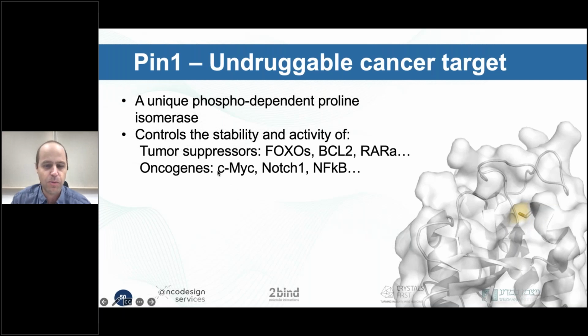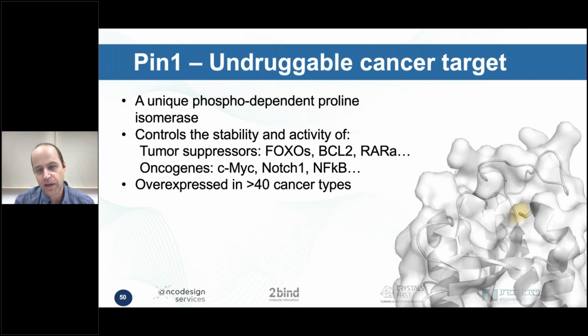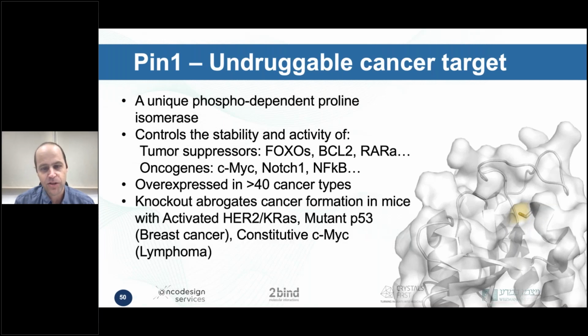The most known one is c-MYC, perhaps NF-kappa B, and Notch, but it really is a signaling hub for controlling many activities of cancer-related proteins. It's found overexpressed in many, many different cancer types, and there are a lot of genetic models where knocking out PIN1 abrogates cancer formation, including on the background of KRAS mutations, p53 mutations, or constitutive MYC expression.